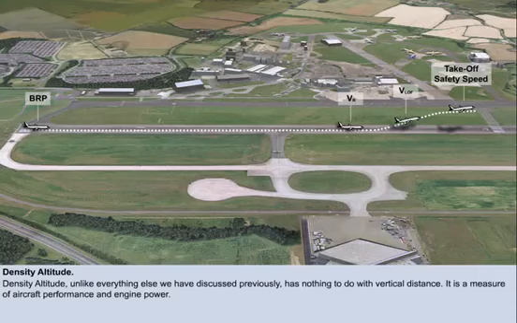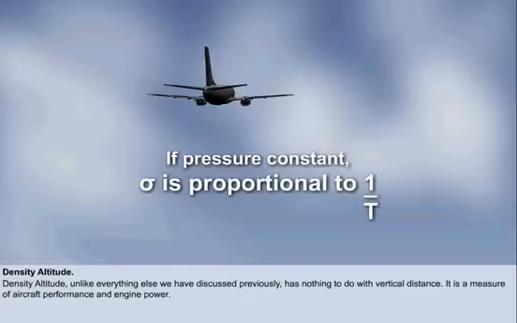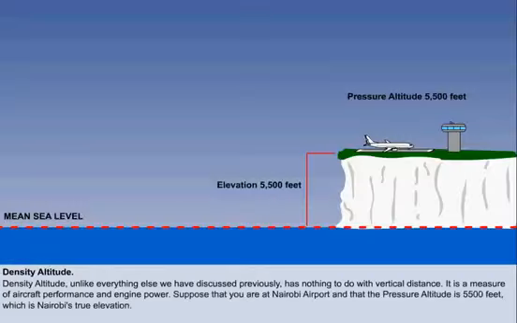This can have a considerable effect, particularly on takeoff performance. If the pressure does not change, density is a simple function of temperature. Let's see what effect this can have. Suppose that you are at Nairobi Airport and that the pressure altitude is 5,500 feet, which is also Nairobi's true elevation. We will assume a temperature at the airport of plus 35 degrees Celsius.